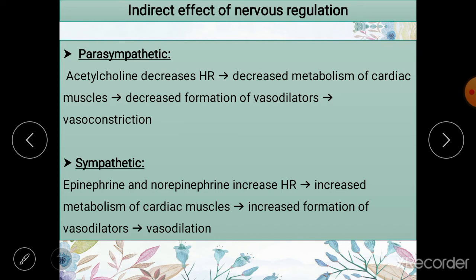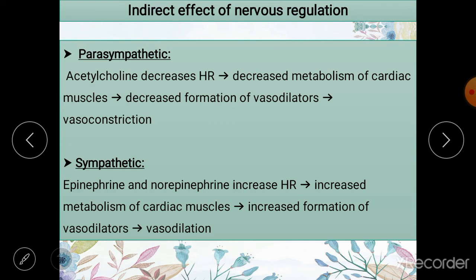In the indirect effect, your parasympathetic stimulation causes decreased heart rate, decreased contractility, which will reduce the metabolism of your cardiac muscles, and decreased metabolism will result in decreased formation of vasodilators. When there is a lower concentration of vasodilators, then there is going to be vasoconstriction of the coronary blood vessels, and the blood flow to your heart will decrease. Opposite will happen during your sympathetic stimulation.